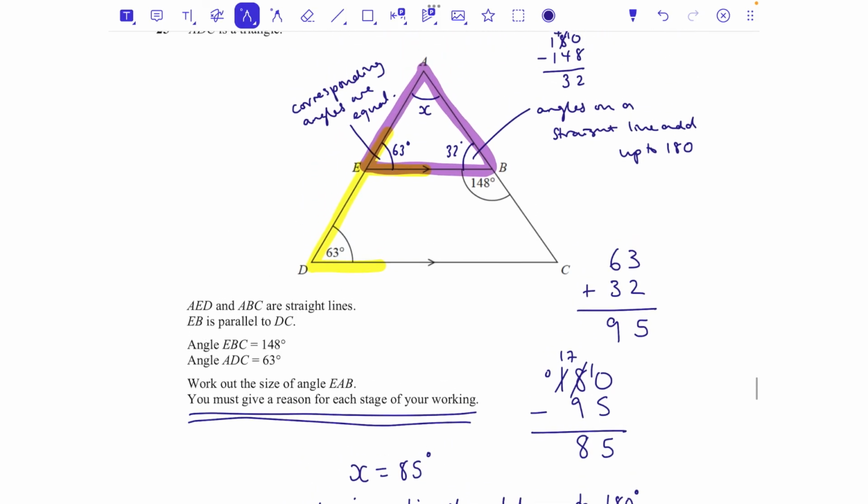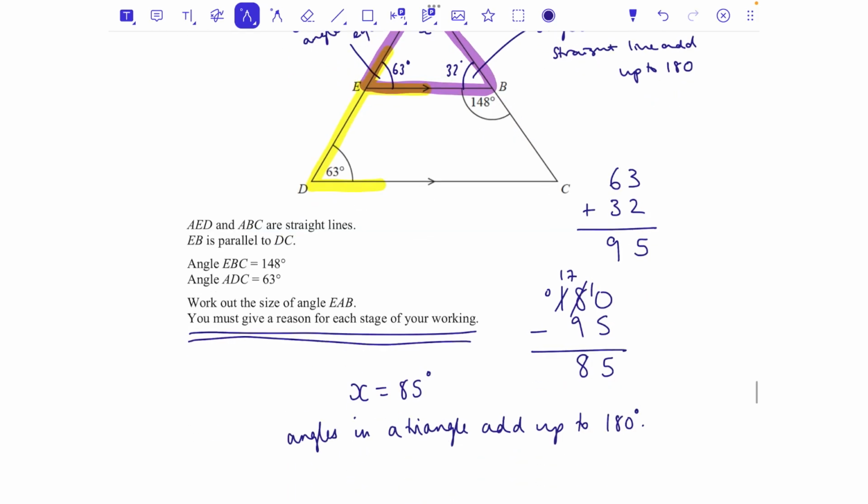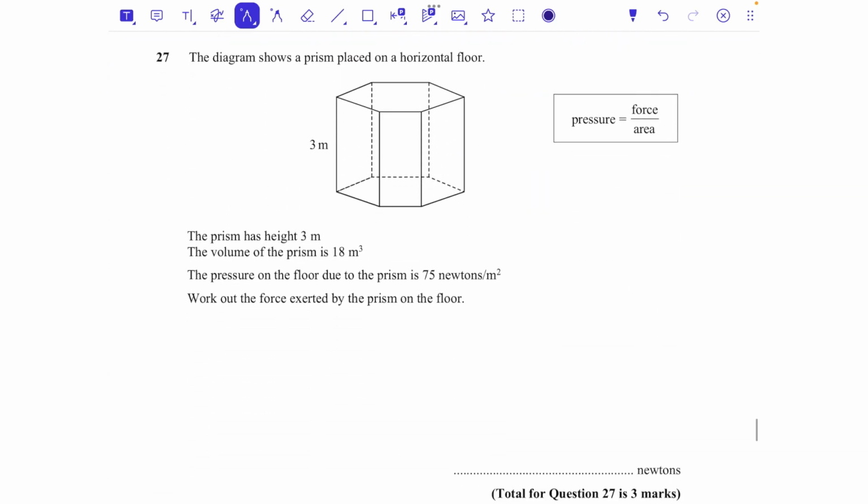That is all of the reasons that I've used, and that would get me full marks, 5 marks for that one. So really well done if you got that. Question 27. The diagram shows a prism placed on a horizontal floor. The prism has a height of 3 and the volume is 18 meters cubed.